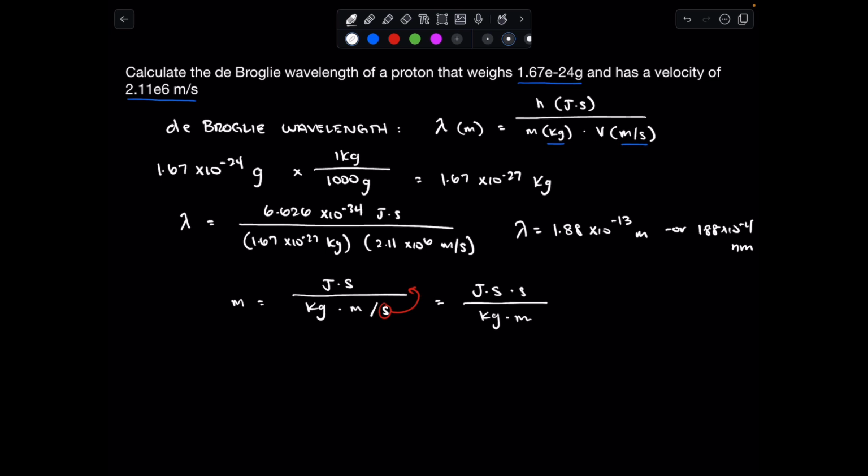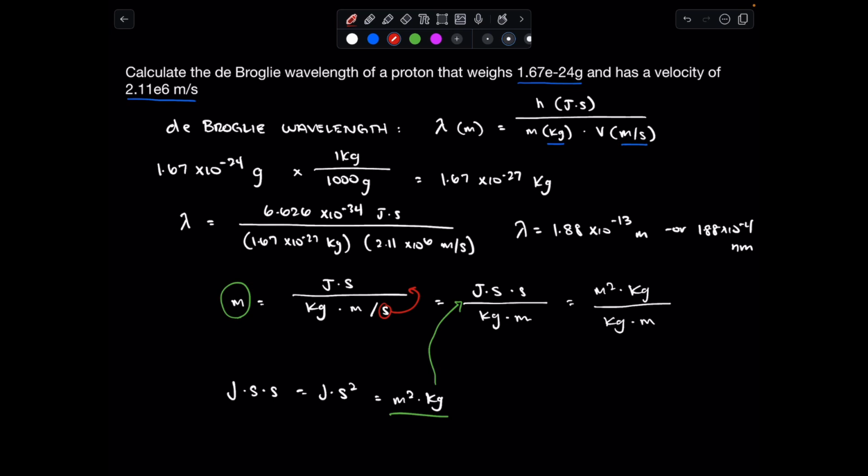Now, something interesting about this is that joules times seconds, or joules times seconds squared, put that over here on the side, is equal to meters squared times kilogram. That unit as a whole is also equal to meters squared times kilogram. So if we plug that into the top, things are going to make a little more sense of how we end up with this final unit, which is just meters. So this is now going to look like meters squared times kilogram divided by kilogram times meter.